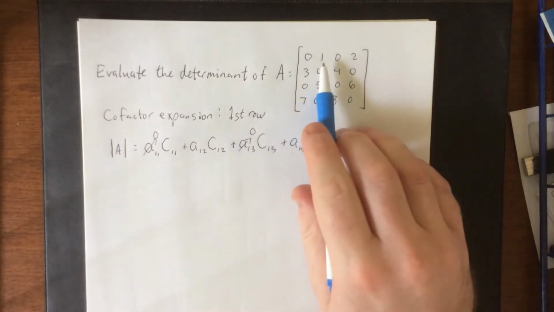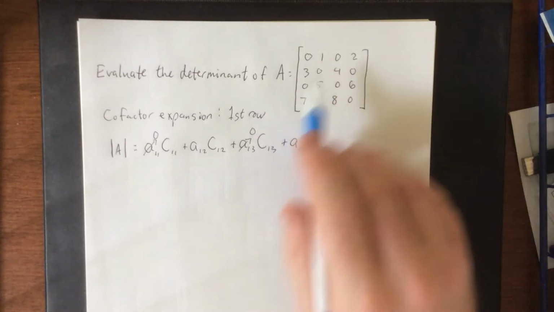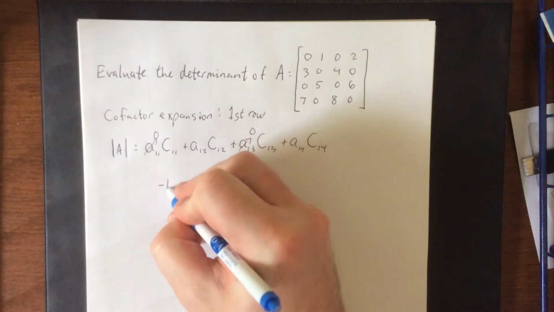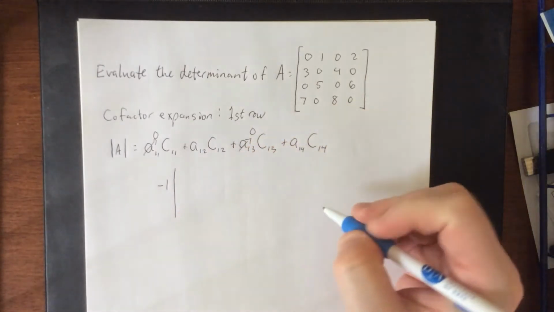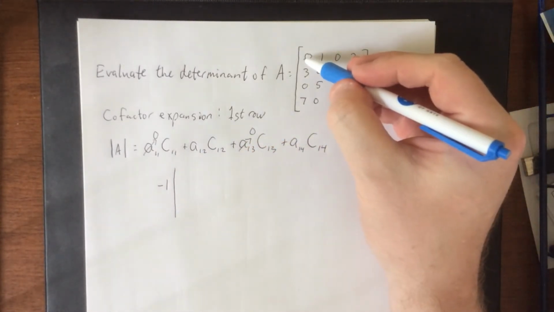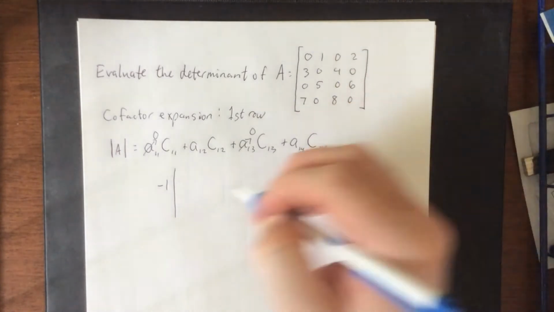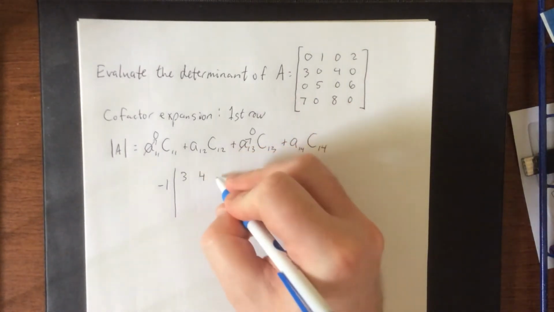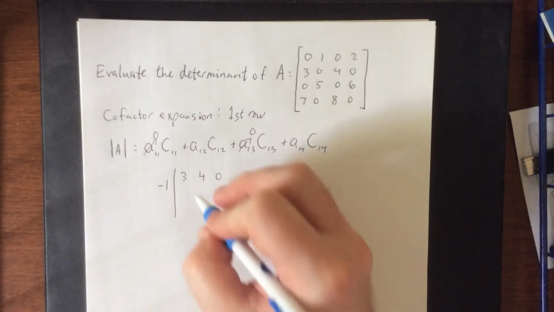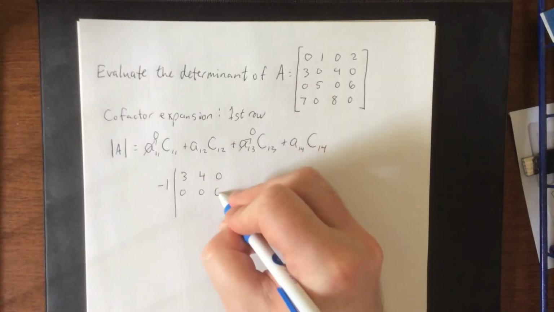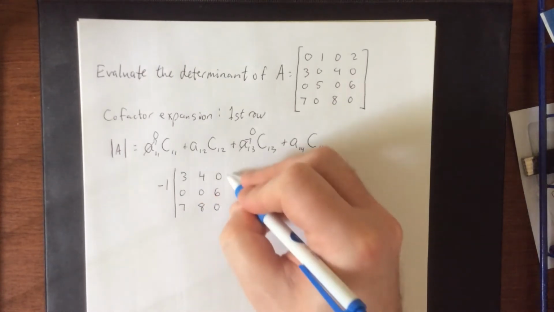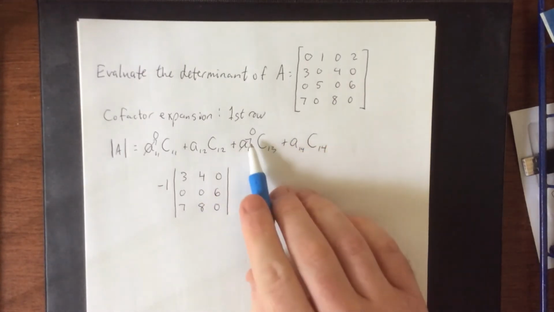For the 1, 2 entry, we have a 1, but because of its relative position on the cofactor grid, that'll be -1 times the 1, 2 minor. So we eliminate the first row and the second column to yield the 3 by 3, 3, 4, 0, 0, 0, 6, and 7, 8, 0. This was 0 as well.